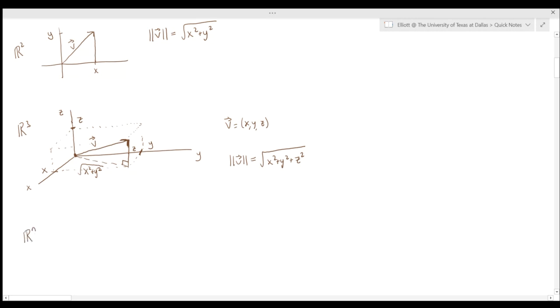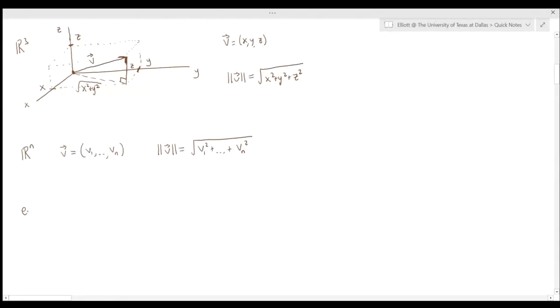And then just real quickly, even though I can't really draw the picture for higher dimensions, in general, if you have a vector v with n components, v1 through vn in Rn, you can compute its norm as the square root of v1 squared plus v2 squared and so forth, all the way down to vn squared. All right.